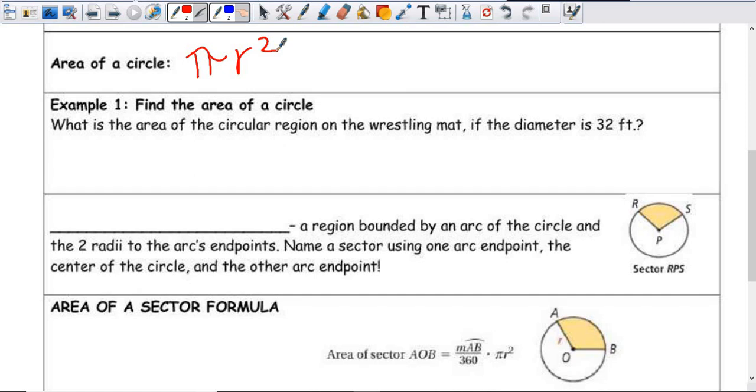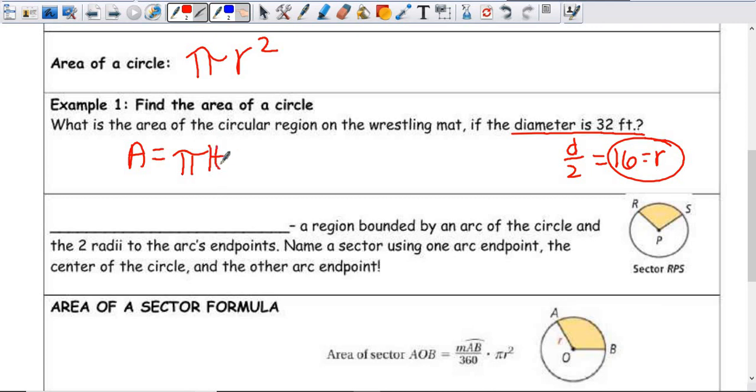It says, what is the area of the circular region on the wrestling mat if the diameter is 32? Well, giving us a diameter is still helpful, but I need a radius. So I need to do diameter divided by 2, which is 16, my radius then. So then I can use area equals pi r squared. So pi times 16 squared.